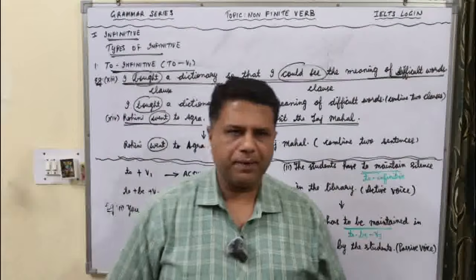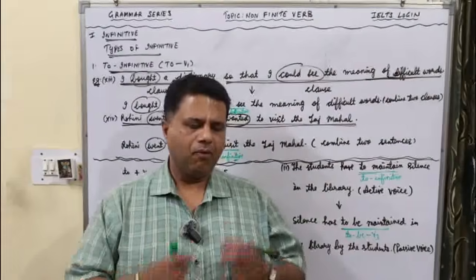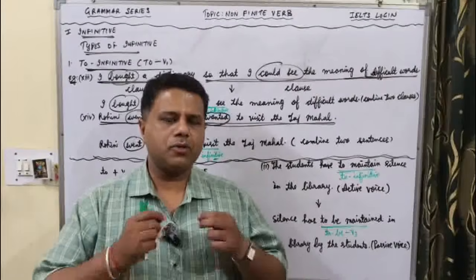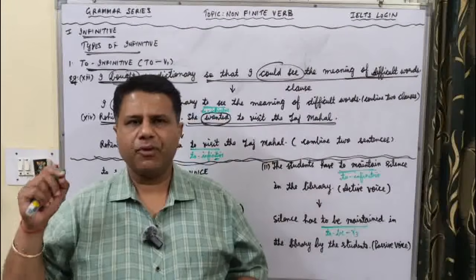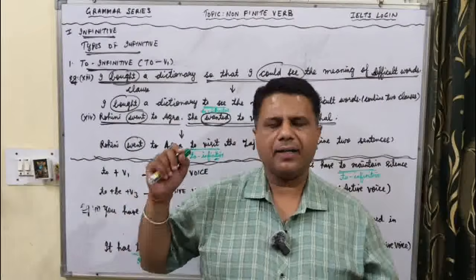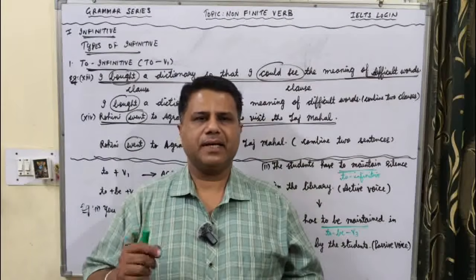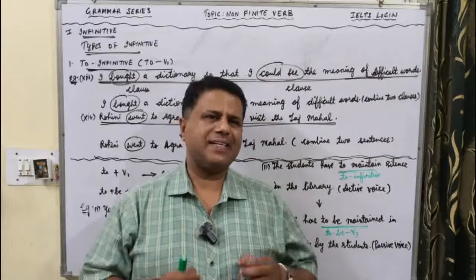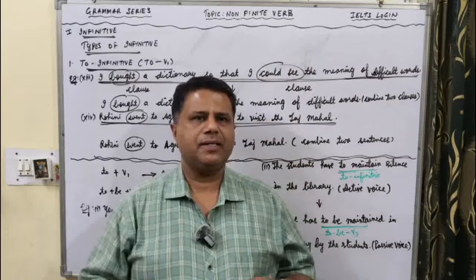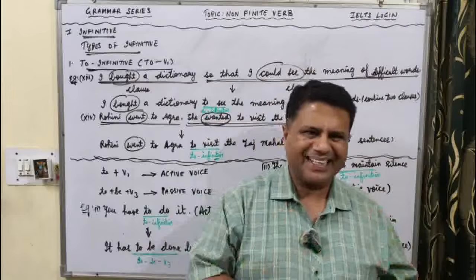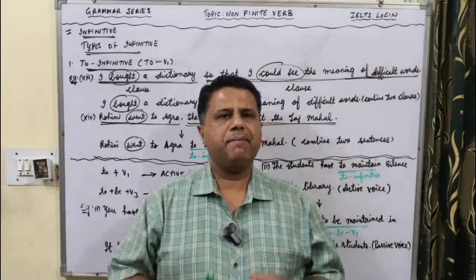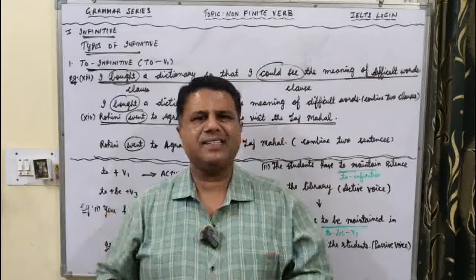Before I finish the topic, I want to add some more information related to infinitive. We have written 14 examples. All are examples of active voice. What is the difference between active and passive voice? In active voice, the subject is in the beginning, and in passive voice, the object is in the beginning.